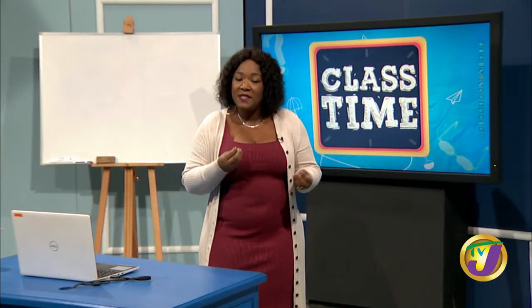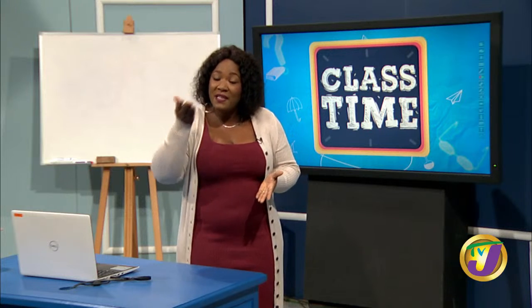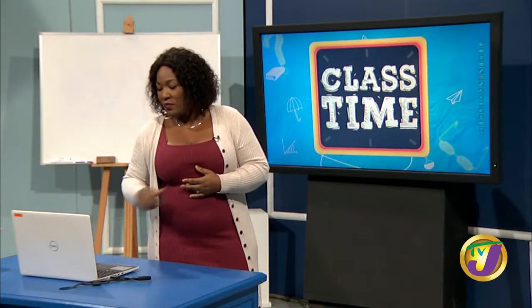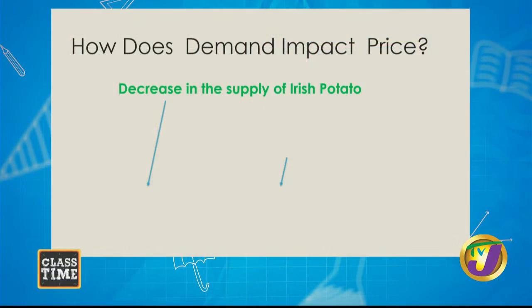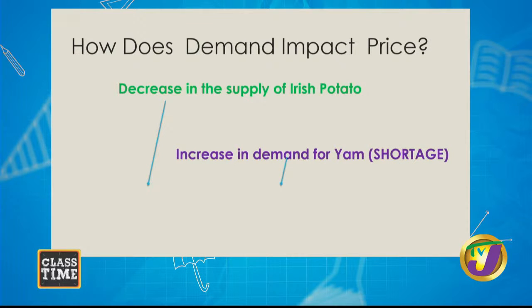Now wanting yam to purchase would impact the price for yam because now we have an increase in the demand for yam. What will happen? 1, the decrease in the supply of Irish potato, which is obvious because now there's a ban on the importation. 2, increase in the demand for yam. So once you have an increase in an item, over time you'll have an undersupply. So here we'll have maybe a shortage in yam over a period of time.